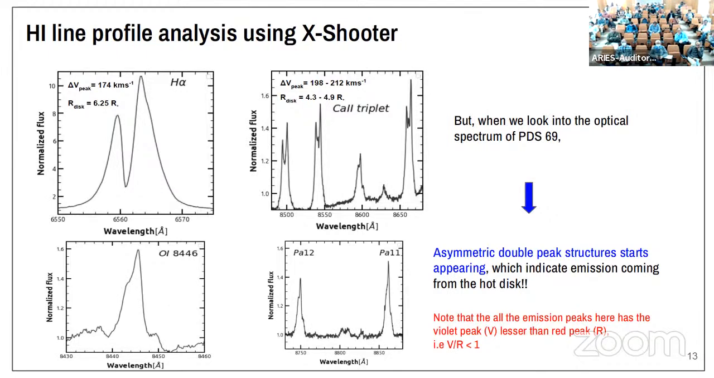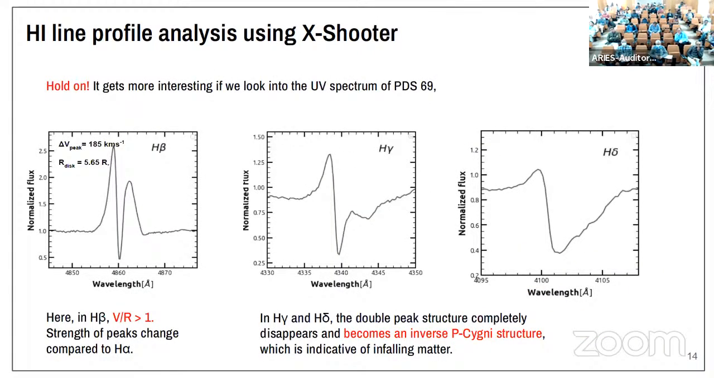If we see an asymmetric double peak structure, it can directly indicate that the emission is coming from the disk, so that one part is coming towards you and the other part is receding. That forms a double peak, a split structure. Now, note that H alpha is different here: the violet peak is less than the red peak. But when it goes to H beta, that inverts, so the violet peak becomes intense and the red peak is less. And we can see H beta, H gamma, and H delta being completely in an inverse P Cygni profile, which is indicative of infalling matter.